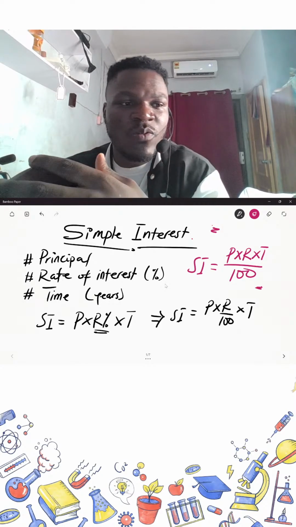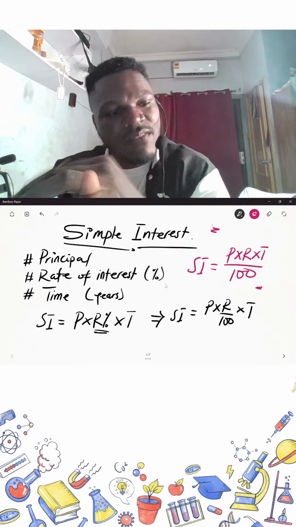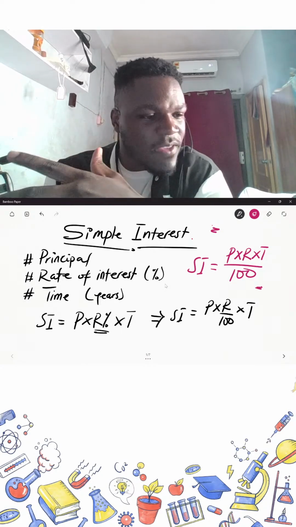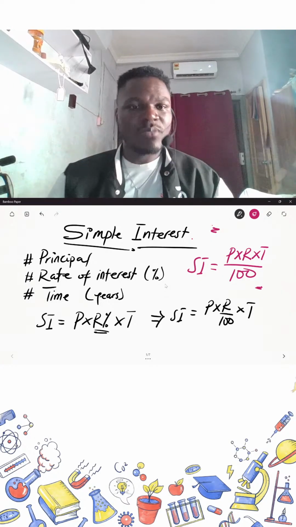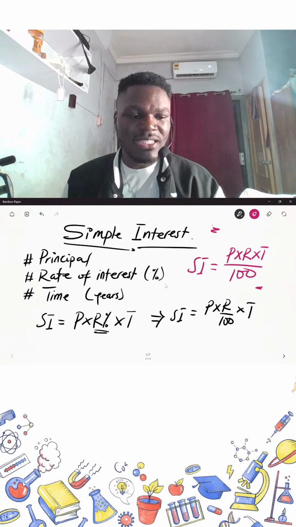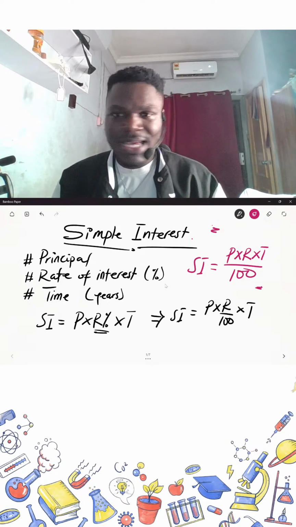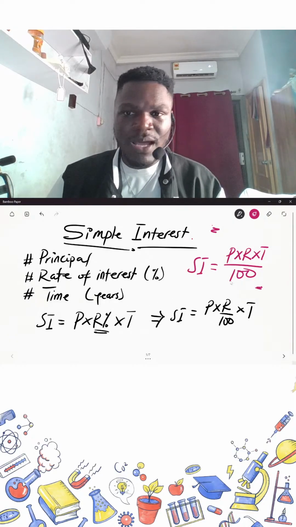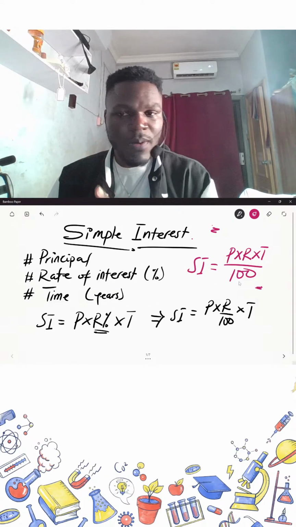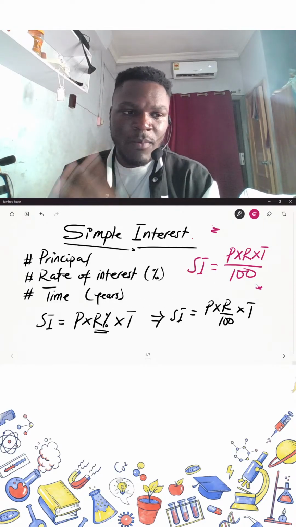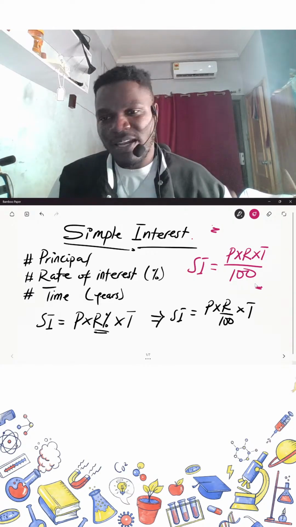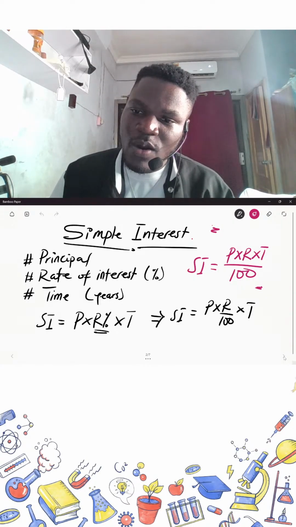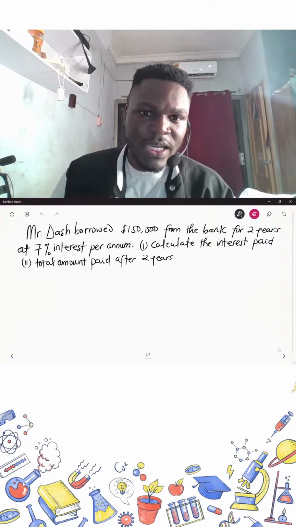Sometimes they can tell you to find the interest at the end of the first year, then maybe the fifth year, then maybe the 10th year. It all depends on how the question is structured or formatted. But at the end, it's just the basic formula. Simple interest is the principal multiplied by the rate, multiplied by the time, divided by 100. And that is how we calculate our simple interest.